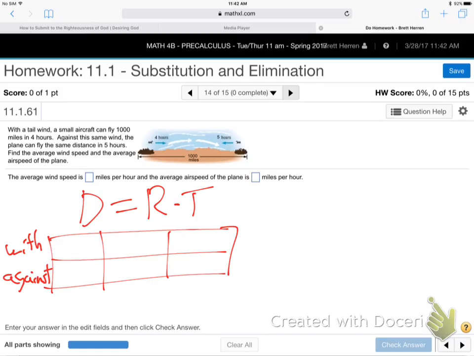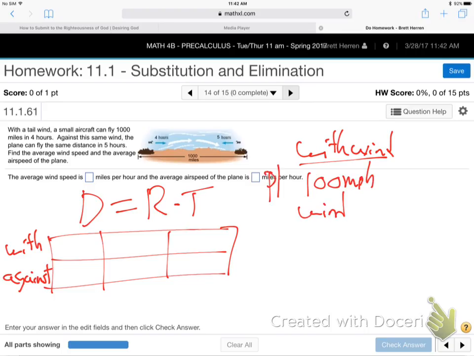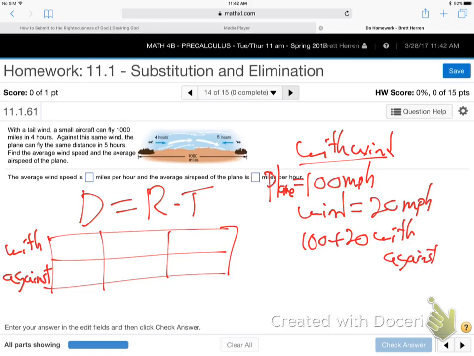Now, what does it mean when you're with the wind? Let's say the plane can go 100 miles an hour on its own, and the wind is blowing at 20. How fast am I going to go with the wind? 120. You just take the 100 and add. And when you turn around and go against the wind, it's just going to subtract, so 80. We all know that and sense it, and that's true.